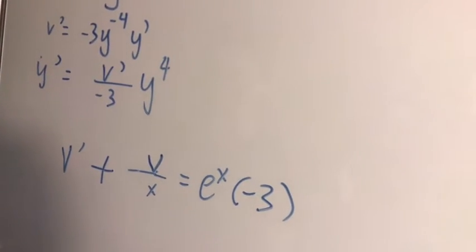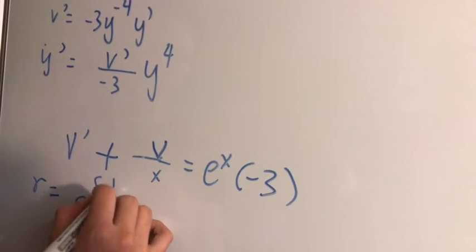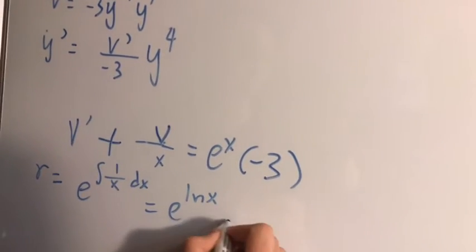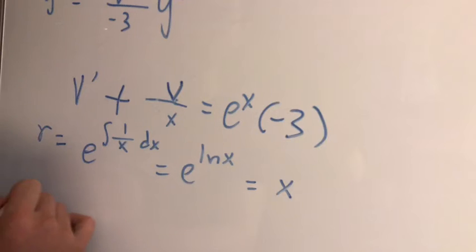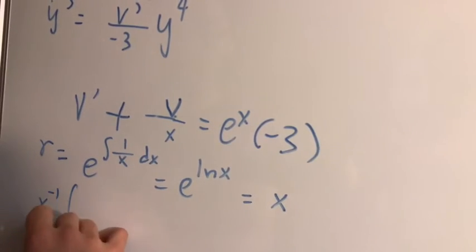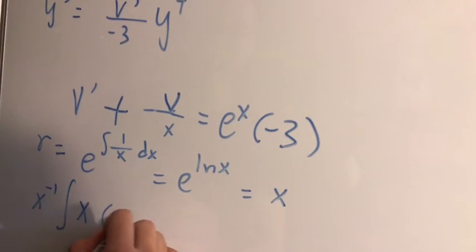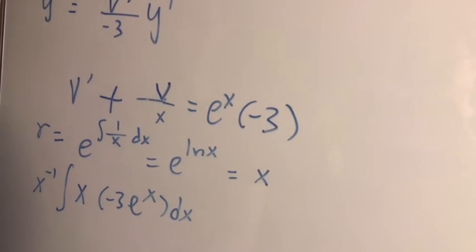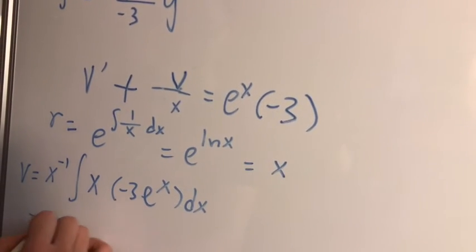Okay, so our integrating factor is e to the integral of 1 over x dx, which is e to the ln x. We don't need the plus c for various reasons. So our integrating factor is x, and our solution is, well, x to the negative 1, because that's how integrating factors work. And then the integral of x, and then times our function here on the right hand side, which is negative 3 e to the x. And, well, this is v, by the way. Sorry, I didn't mention that earlier, but let's solve this integral to directly find v.